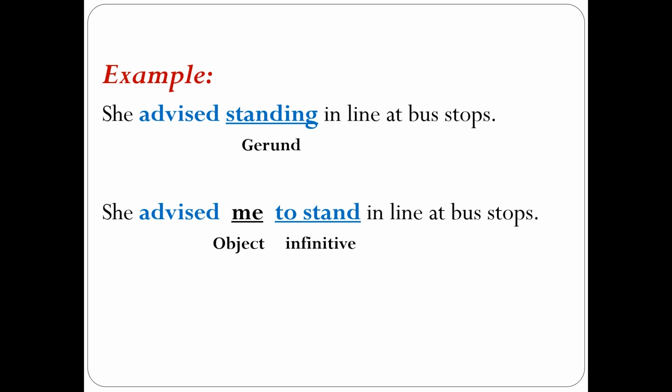Let's study one more example. She advised standing in line at the bus stop. There isn't an object, so we use the gerund form after the verb advise. Second sentence, she advised me to stand in line at the bus stop. There is an object, so we use the infinitive form after the verb advise.